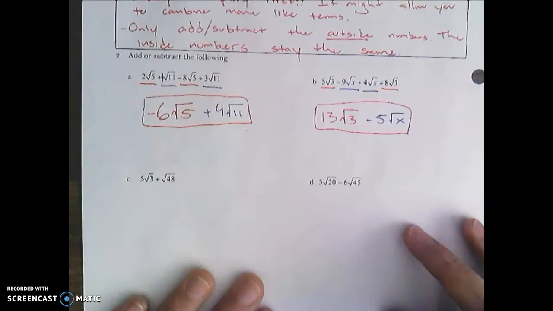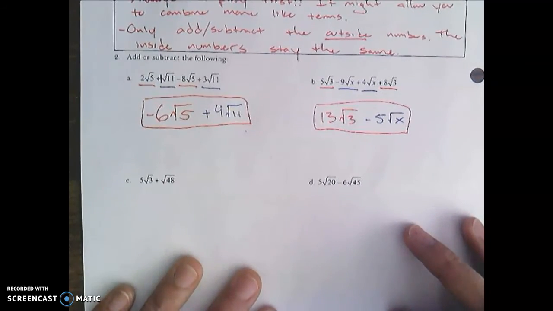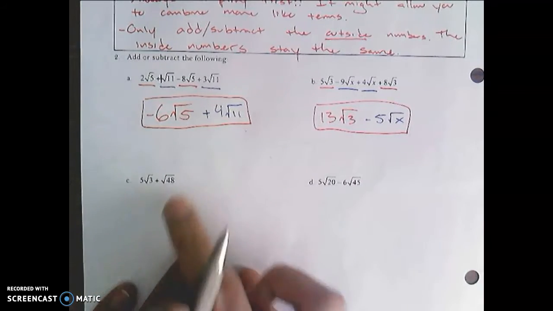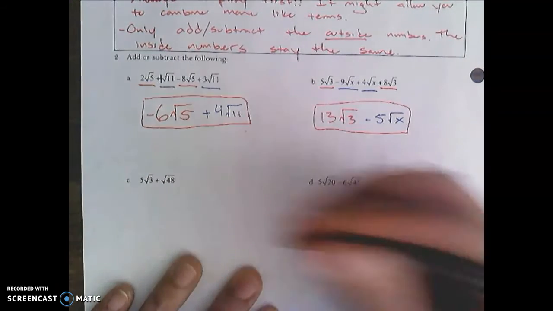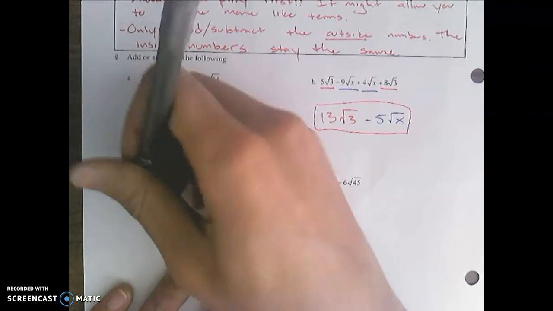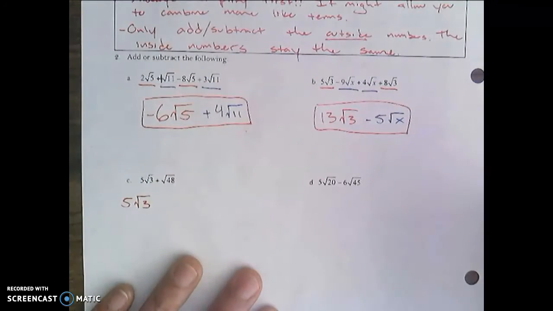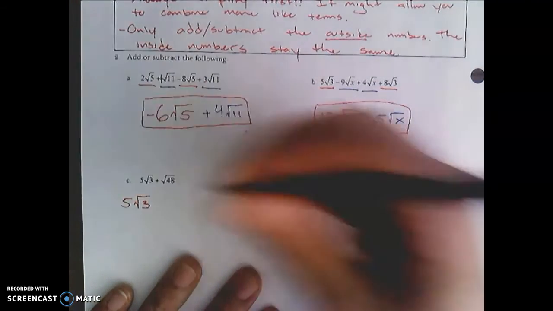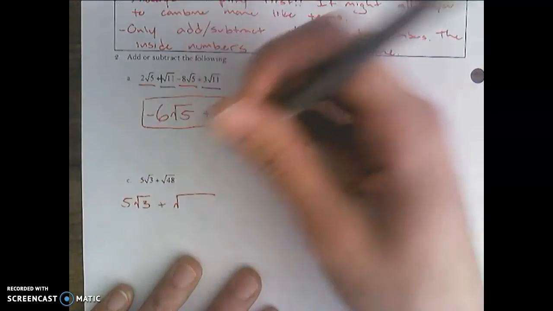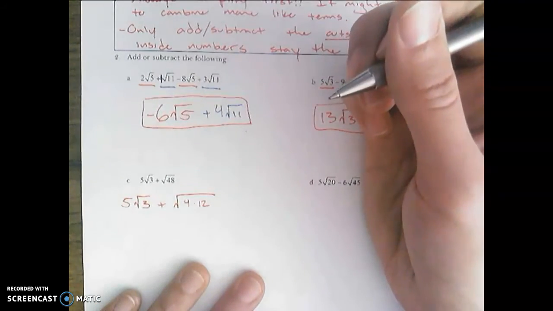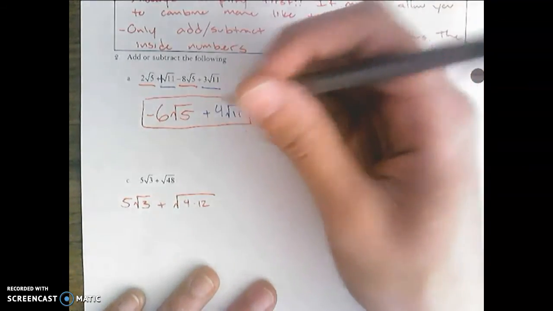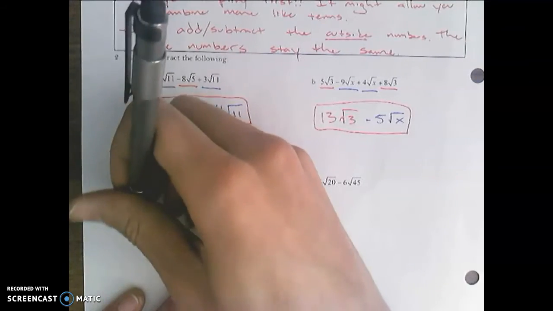Looking at this next one, we have 5 root 3 plus root 48. We can't combine anything right off the bat because we don't have any radicals with the same number underneath. So we have to first simplify. So this first one, 5 root 3, we can't break down 3 anymore, so I'm just going to bring that down. 48, how can we break that down? We can say that it's 4 times 12. Again, you can choose any factors of 48. We'll continue to break that down.